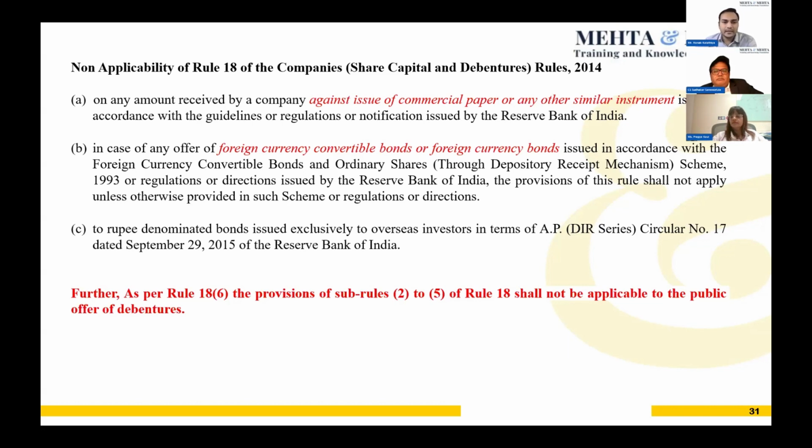And similarly, in case of rupee denominated bonds issued exclusively to overseas investors in terms of APDIR series circular number 17 dated September 29, 2015 of the RBI. Further, there are partial exemptions given where the debentures are issued for public offer, wherein sub-rule 2 to sub-rule 5, that is to say, appointment of trustee, meeting of debenture holders by the trustee, and debenture trust deed, shall not be applicable to the public offer of the debentures.